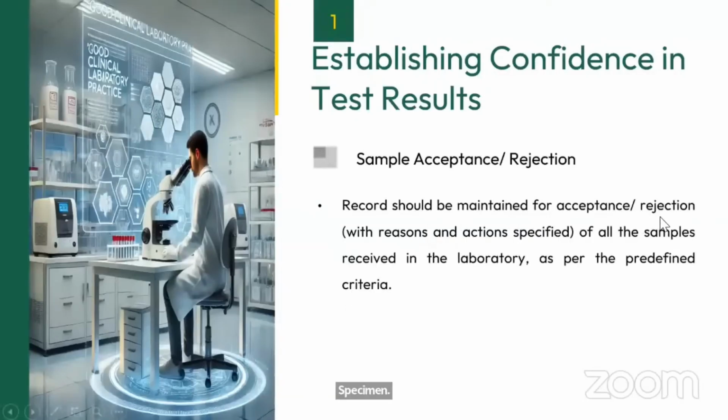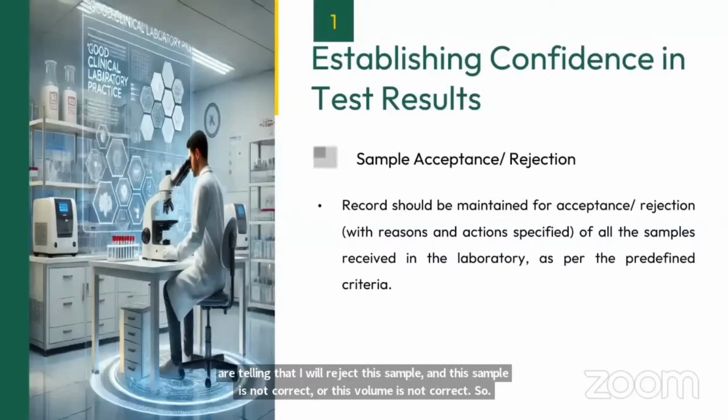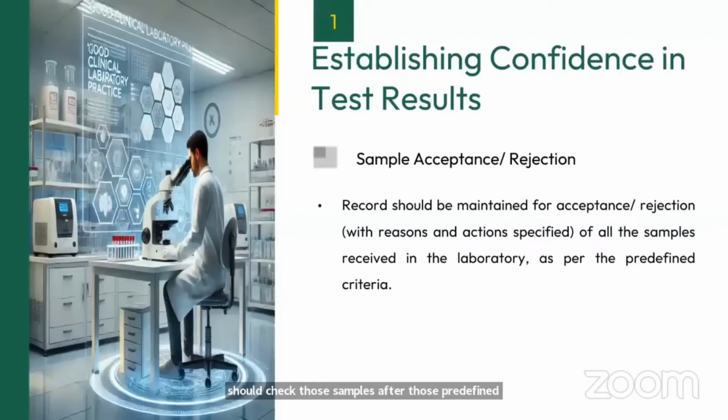Records should be maintained for acceptance and rejection of all the samples received in the laboratory as per the predefined criteria. So you should have predefined criteria. It is not subjective, like today we are feeling that I will reject this sample because this volume is not correct. Instead of that, you should have certain predefined criteria. Whenever samples are received in your laboratory, you should check them as per those criteria, like what is the acceptable temperature, what is the acceptable timing of receiving, what is the acceptable volume, and what types of compromised specimens should be rejected. So all those criteria should be predefined.